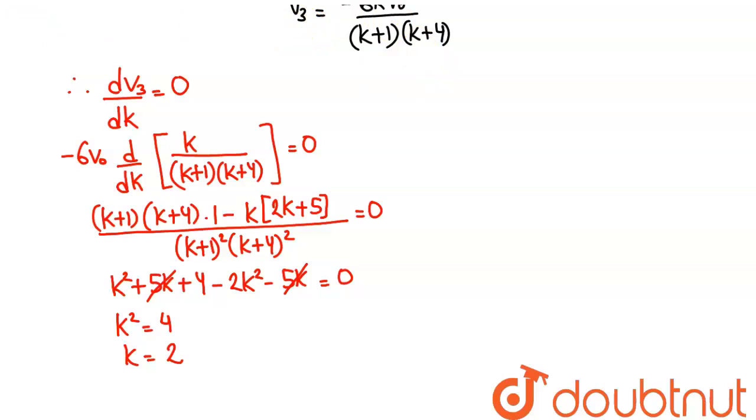Now to check whether it is maximum or not, we can again differentiate this V3 with respect to k, and on substituting k we see that this comes to be negative, which implies that for this k we have this V3 as maximum. Hence k equal to 2 is our final answer.